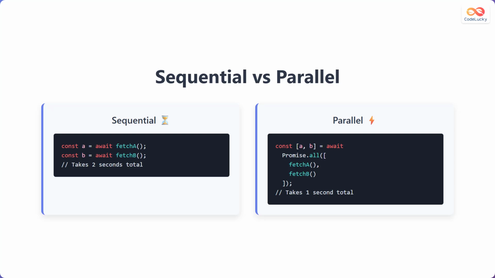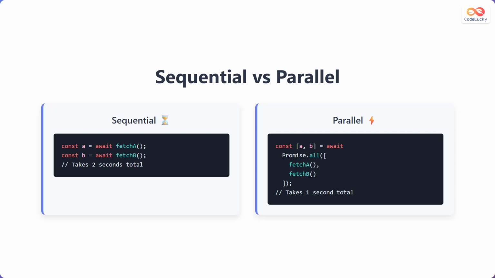Async/await allows you to write sequential and parallel asynchronous code. In the sequential example, we first await fetch A and then await fetch B. This means fetch B will only start after fetch A has completed, taking a total of 2 seconds if each fetch takes 1 second. In the parallel example, we use promise.all to run fetch A and fetch B concurrently.